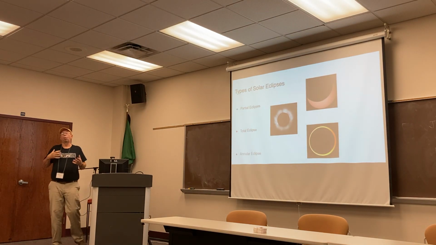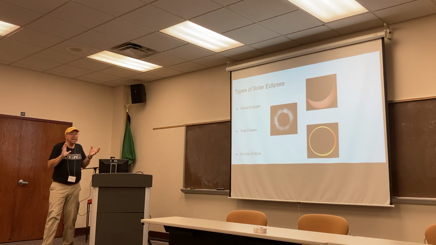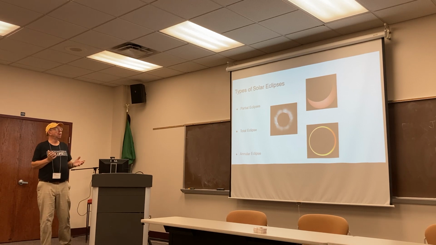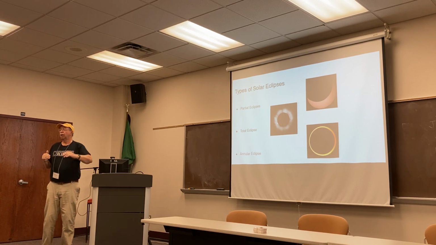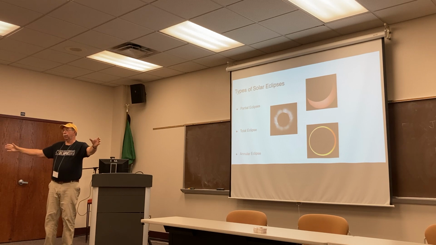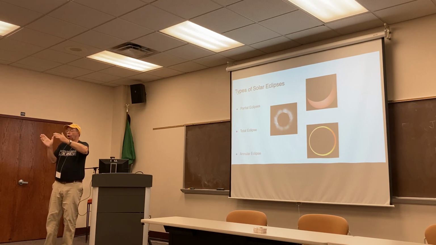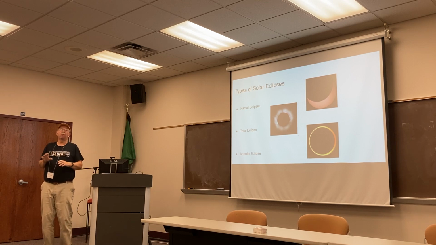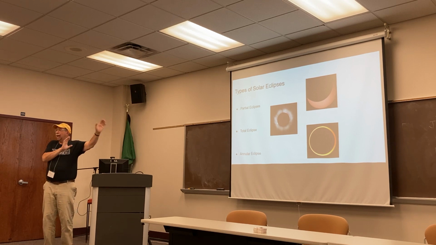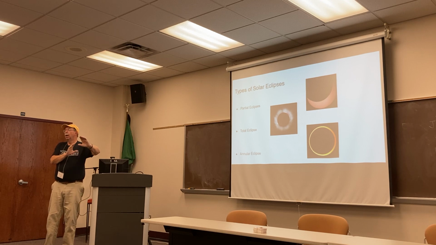So what are the 3 types of eclipses? Well, a partial eclipse means you're outside of that narrow path of visibility, where everything of the shadows is just in alignment. But still, part of the moon is going to cover the sun.